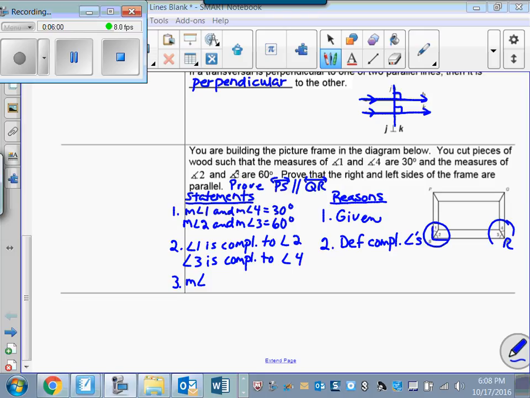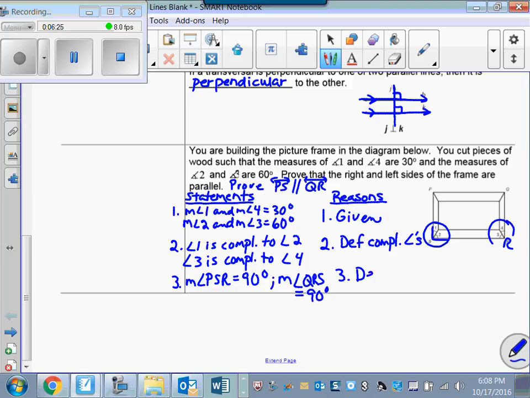Sorry guys, that's an R there. I couldn't see, I had to double check. So the measure of angle PSR equals 90 degrees, and also the measure of angle QRS equals 90 degrees. And I would also say that's the definition of complementary angles.